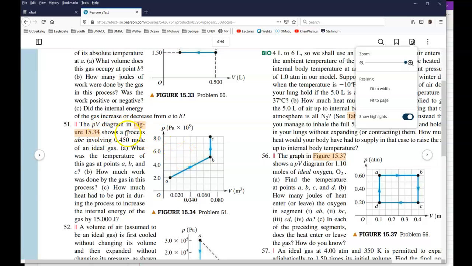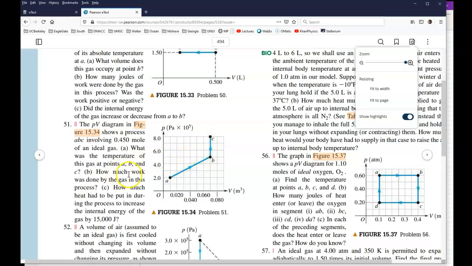It said the PV diagram shows the process ABC involving 0.45 mole of an ideal gas. So n, the small letter n, is equal to 0.45. Part A: what was the temperature of this gas at points A, B, and C?